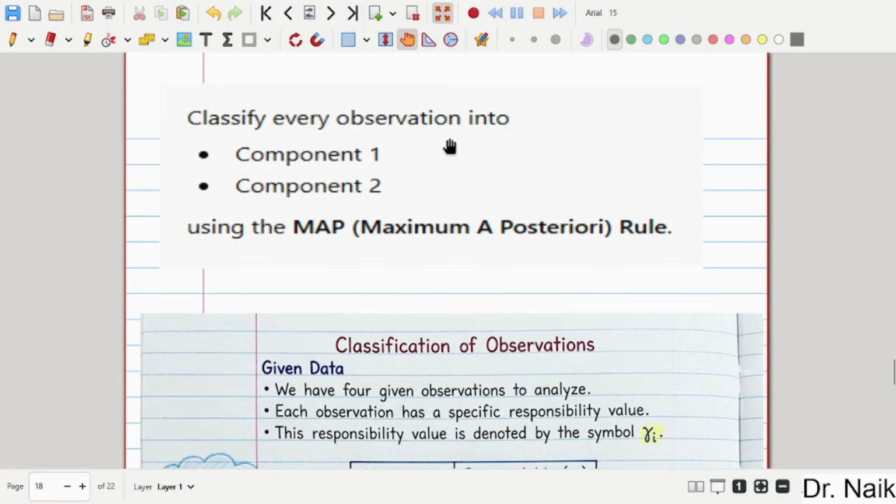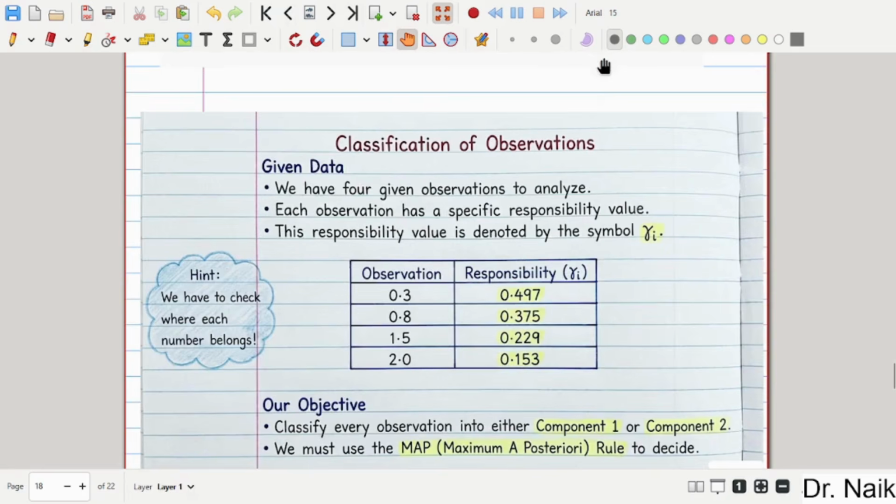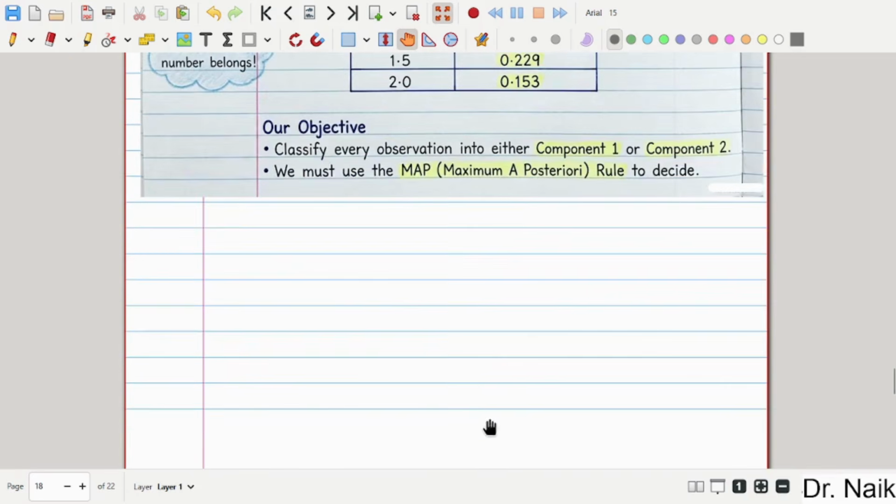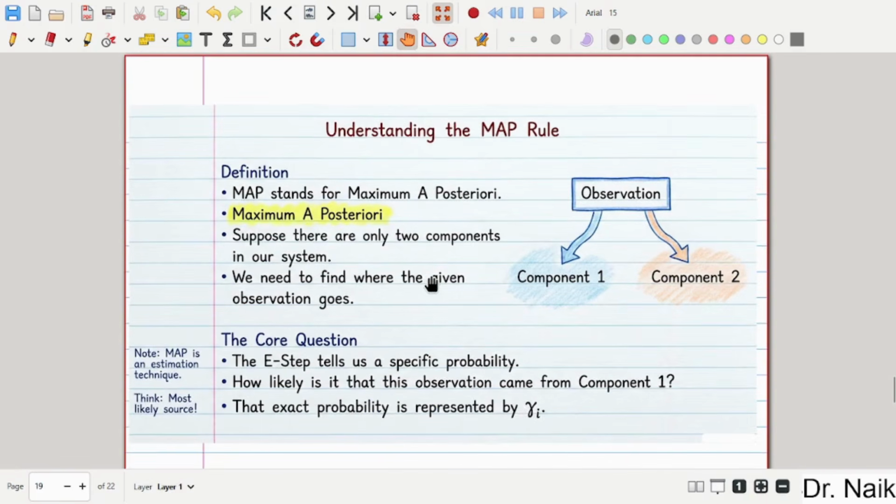Now classify every observation into component 1 and component 2 using the MAP, maximum a posteriori rule. So we will use the responsibilities calculated in our previous sub questions, and we will classify them into either component 1 or component 2 using the MAP rule. MAP stands for maximum a posteriori. Suppose there are only two components, component 1 and component 2. We need to find where the given observation goes.